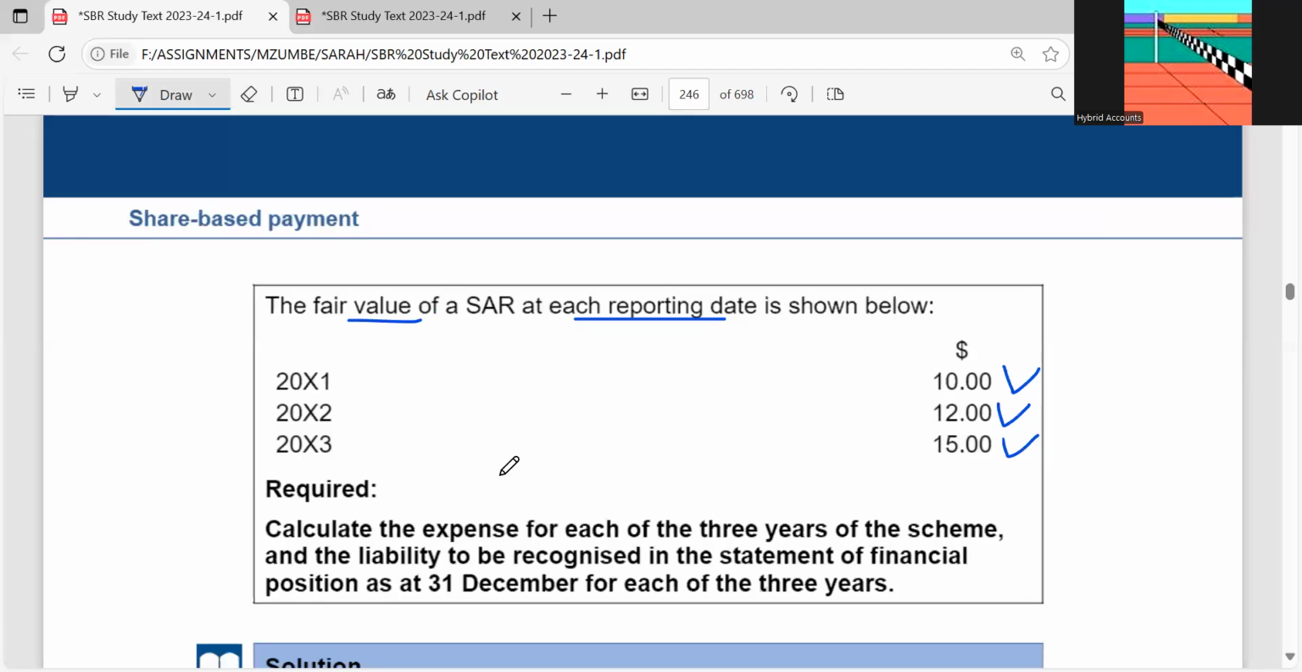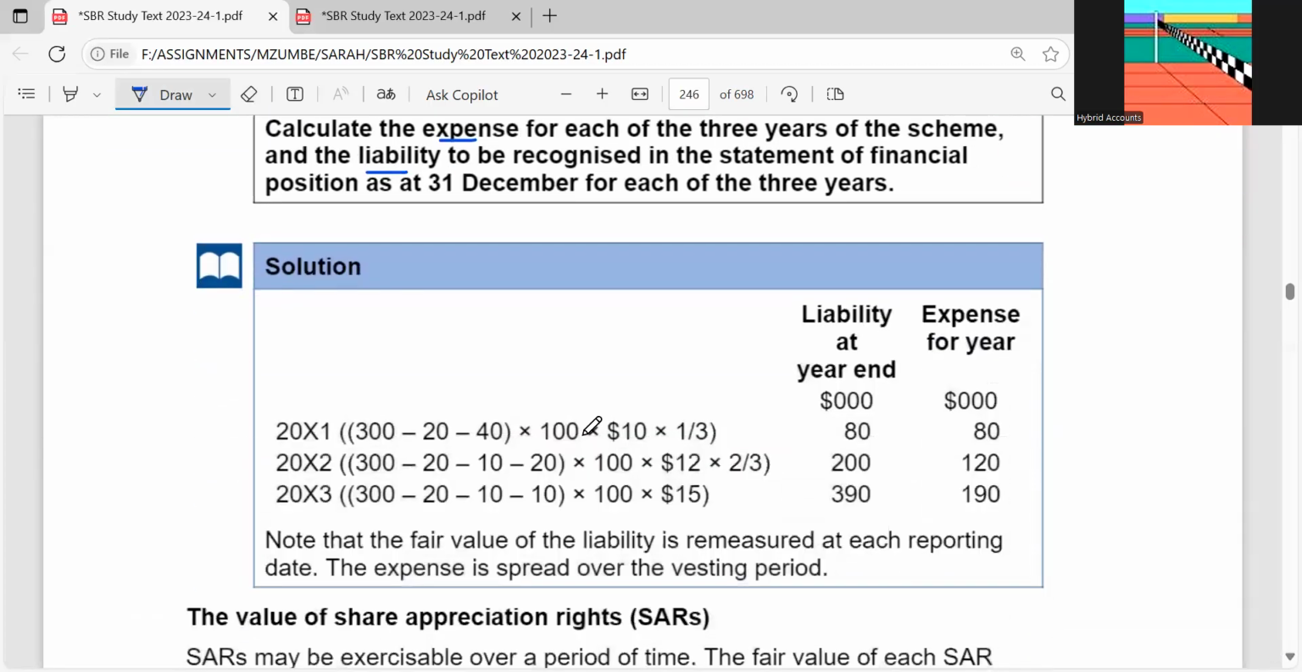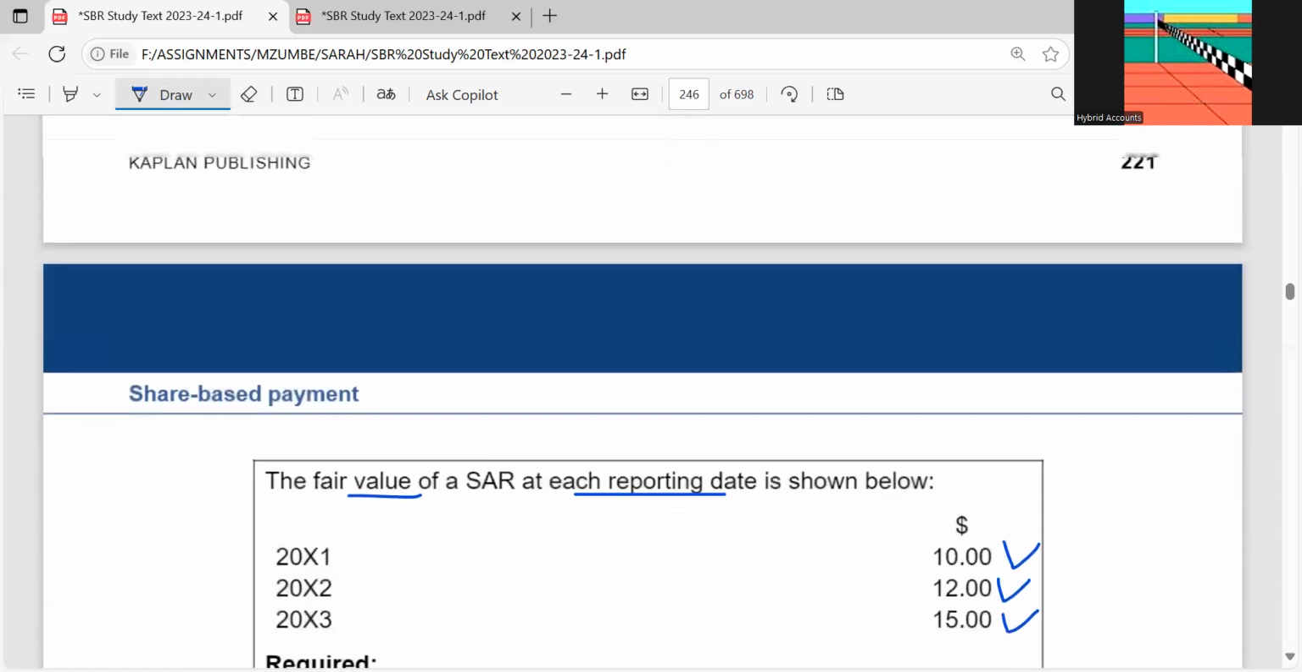Required: calculate the expense for each of the 3 years of the scheme, and the liability to be recognized in the statement of financial position at 31st December for each of the 3 years. So we need the expense and the liability. Okay, so you go on and do exactly the same thing as for equity settled. You need to know the total number of share appreciation rights. So you need to get the total employees first.